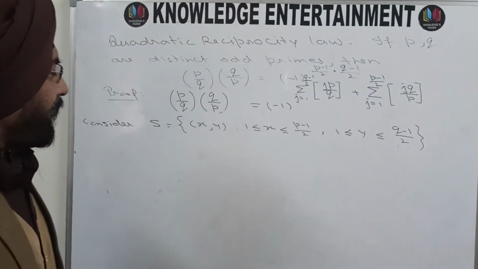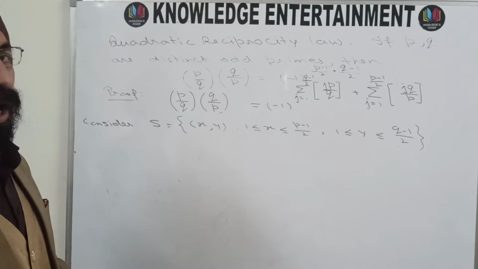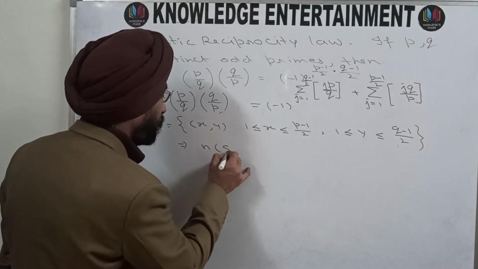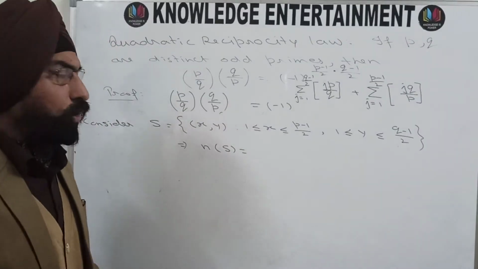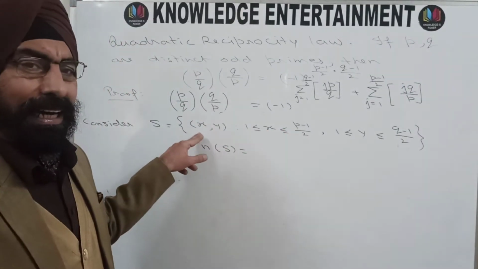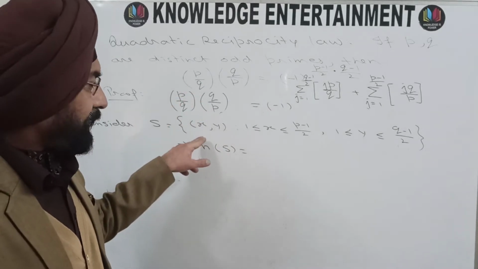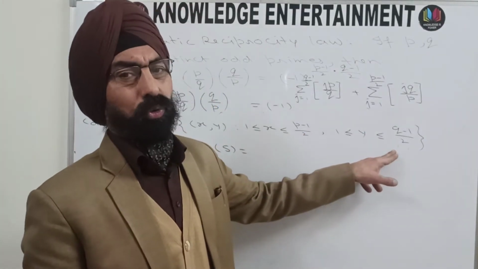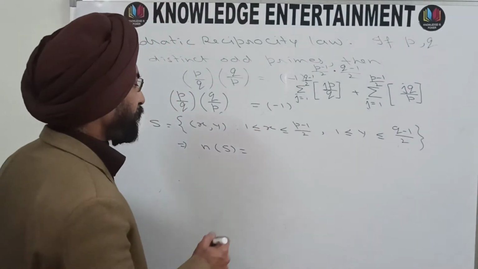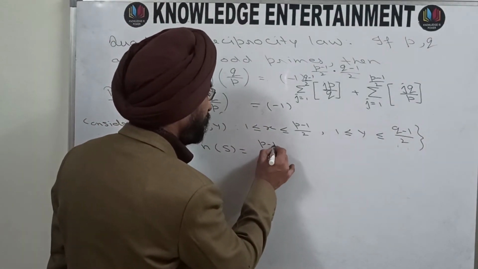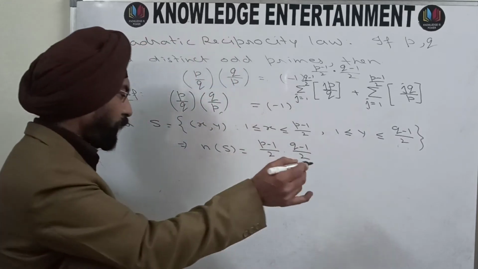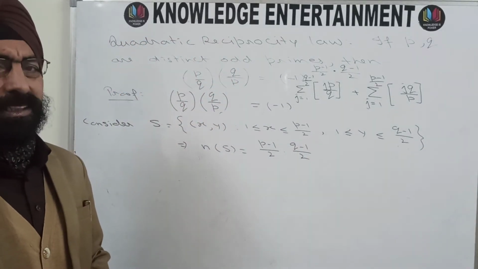Now look at this set. So how many members will this set have? First of all, the number of elements of S. You have (p-1)/2 choices for x, and for every choice of x you have (q-1)/2 choices of y. So by using permutation and combination, the number of elements in the set will be (p-1)/2 into (q-1)/2. This is the number of elements in the set S.